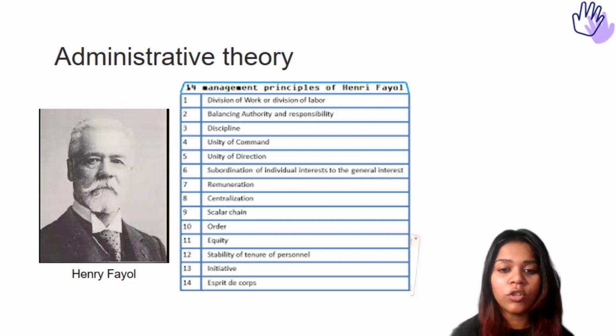Next one is balancing authority and responsibility. Authority provides the right to command to get the work done. So people who have the authority get the right to command to get the work done. And responsibility is the accountability of the authority, and arises out of the assignment of activity. He believed that if there is an equal balance of authority and responsibility, the work would be done without any conflict.